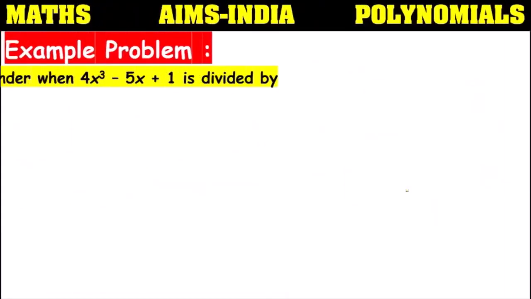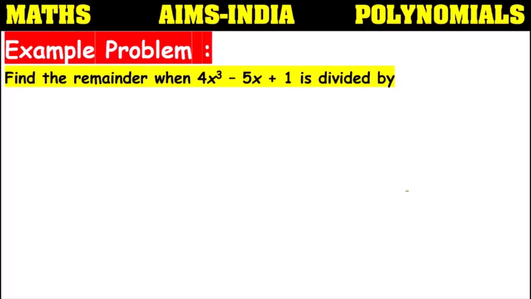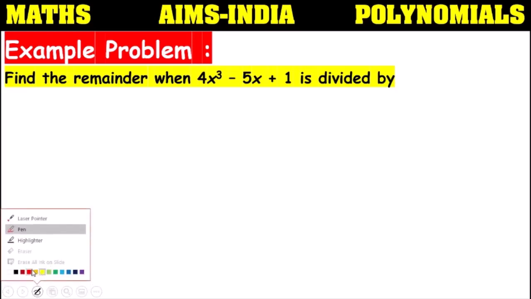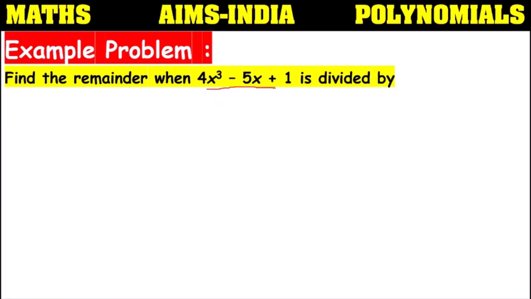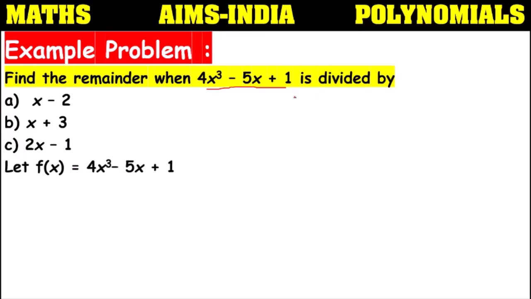So let's see some example problems. Now they are asking to find the remainder. They have given a polynomial, 4x cube minus 5x plus 1, and we have to find the remainder when divided by x minus 2, x plus 3, and 2x minus 1. In three cases we have to find the remainder. So let's denote the polynomial by f of x.